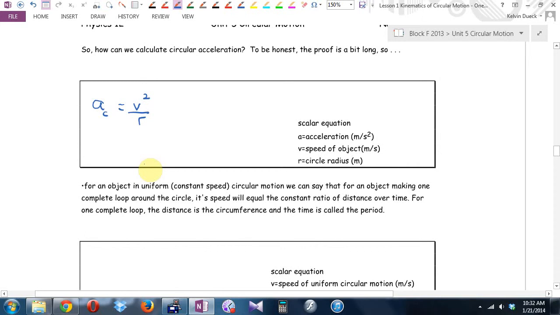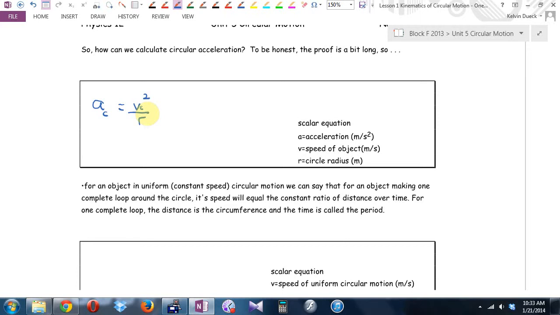Now, this leads to the next question. You see, this velocity that I wrote here, you could also technically put a little c next to it. It's circular velocity. It's the speed that you're traveling in a circle. And so I guess the next question is, well, how do you figure out how fast you're traveling in a circle? I know how fast you're traveling in a straight line. How do you figure out how fast you're traveling in a circle?